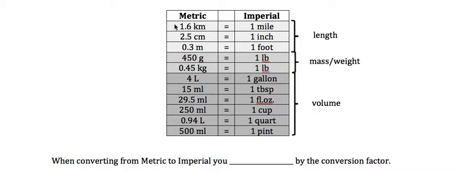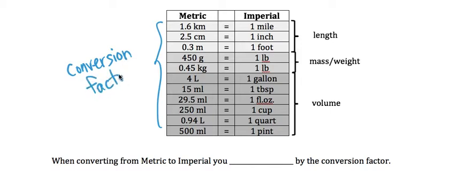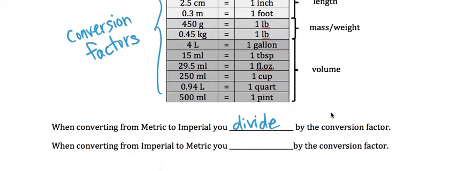So what you need to know is that the numbers in the metric column we refer to as our conversion factors. These are the numbers that we're going to multiply or divide by depending on which direction we are going. If we're converting from the metric system to the imperial system, we divide by the conversion factors. And when we're going from imperial to metric, we multiply by the conversion factors.